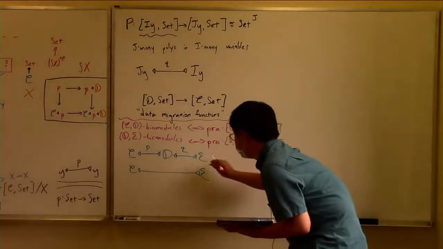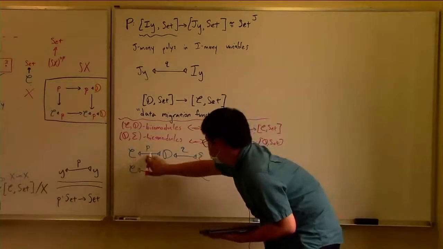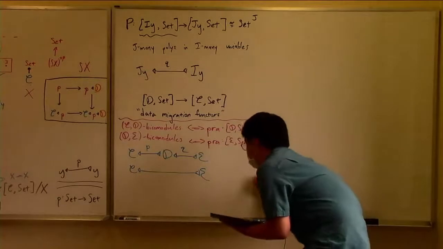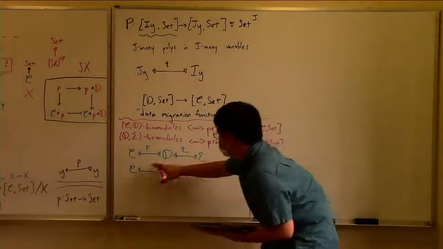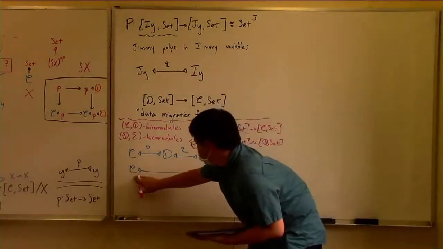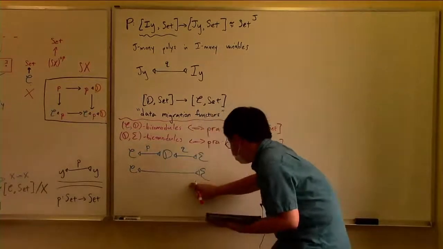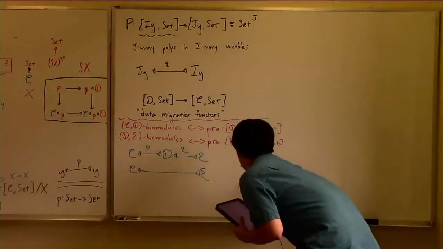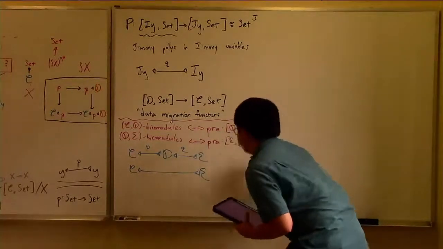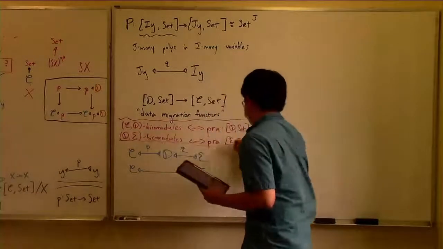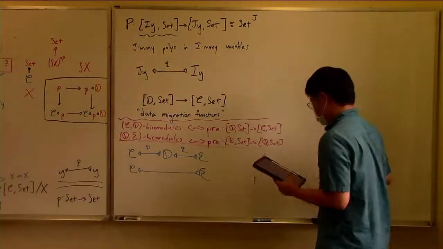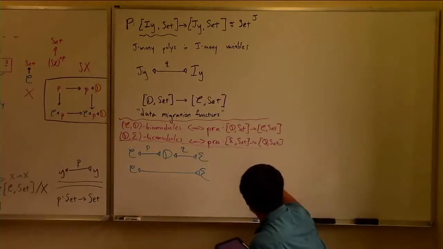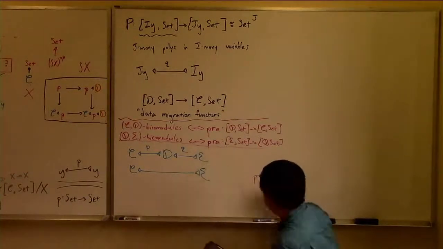Let's see. So we're going to define the composite of these two bicomodules, and what it's going to need is some sort of left C coaction and some right E coaction. Well, we know that P already has a left C coaction, and Q already has a right E coaction.